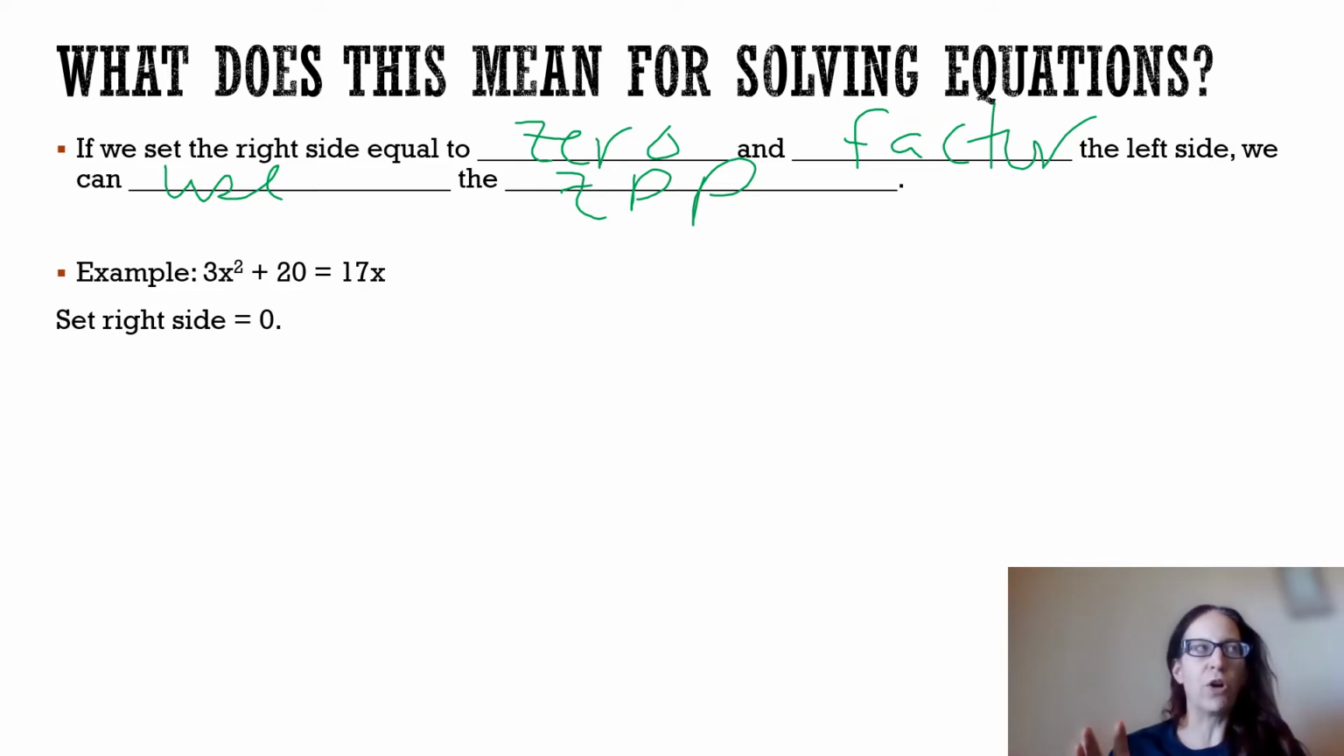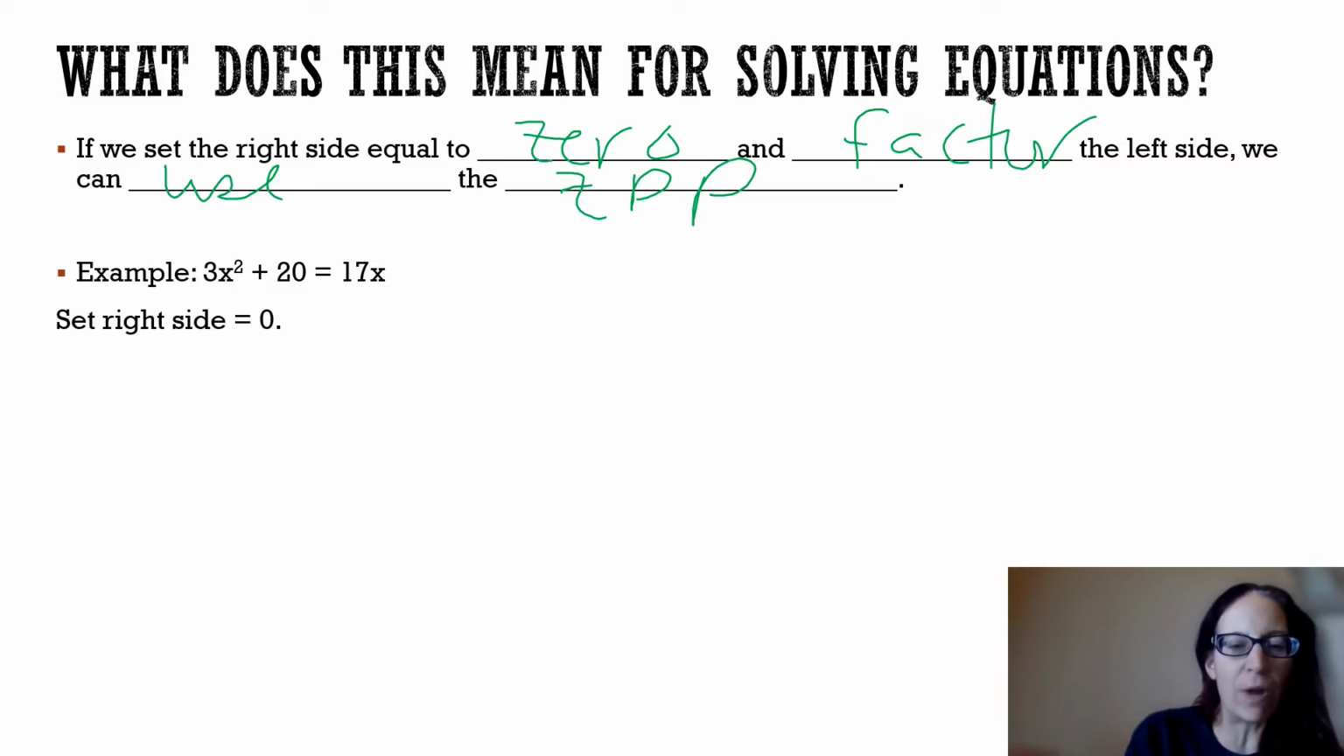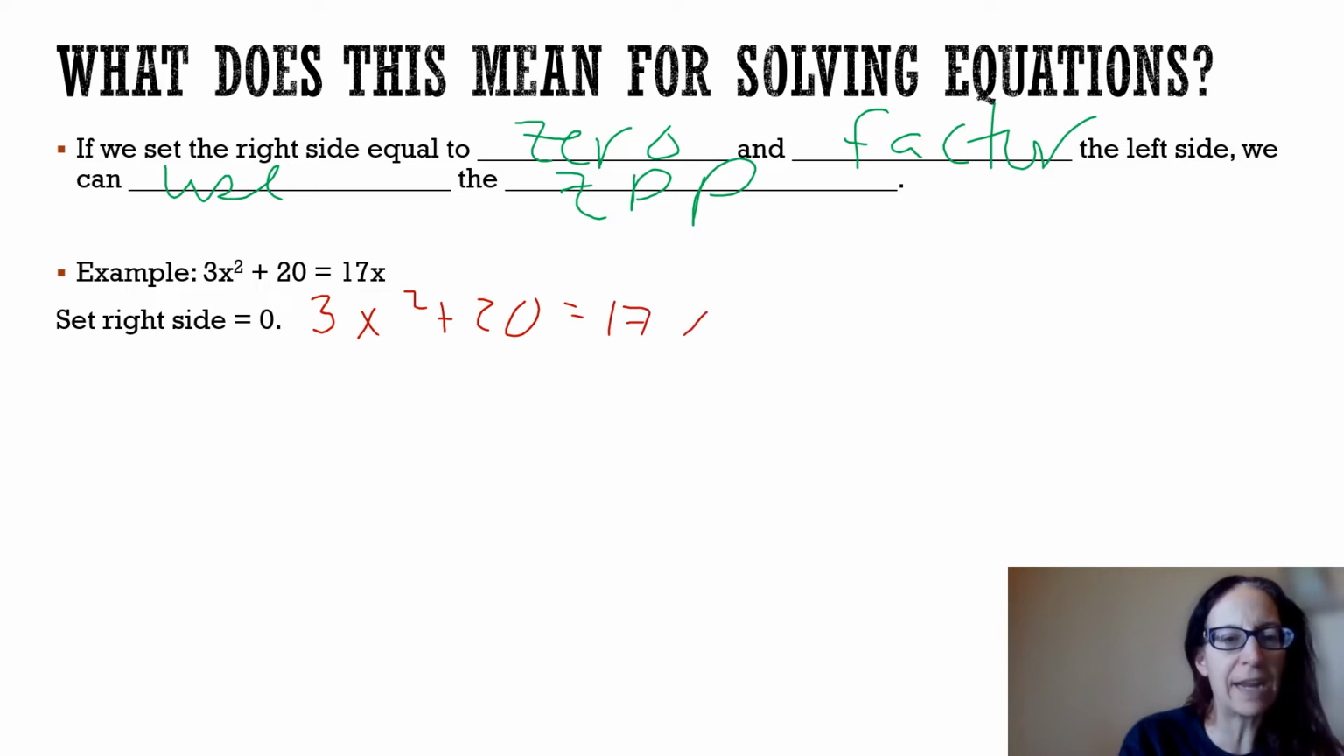Sometimes teachers will express this as get everything onto one side or move everything to the left side. Maybe you don't want the left side all the time. If it's going to make your x squared negative, you might want to move it to the right side. But we've got the 3x squared and the plus 20 on the left. I've got a 17x on the right, and what I want is that right-hand side equal to 0. So what I will do is subtract the 17x.